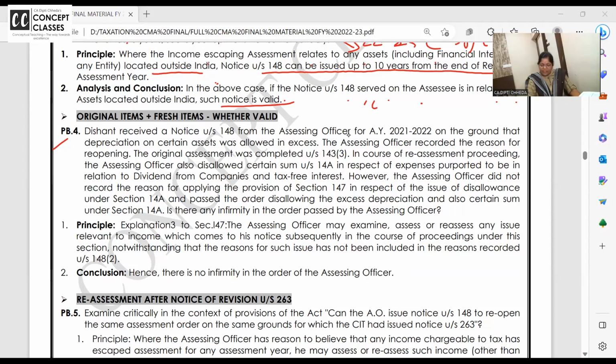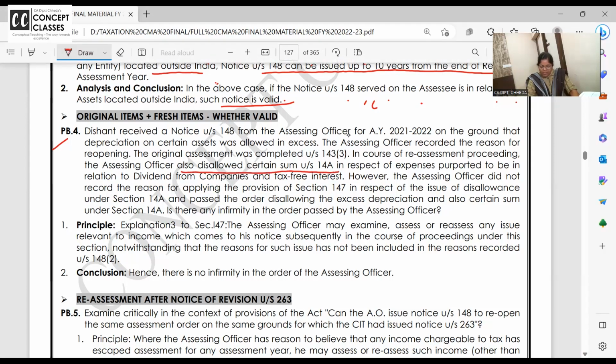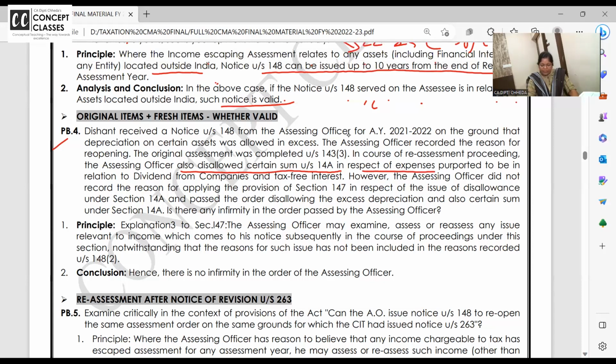Dishant received a notice for 21-22 on the ground that depreciation on certain assets was allowed in excess. The AO recorded the reason. The original assessment was completed. In the course of reassessment, the AO also disallowed a certain sum under 14A in respect of expenses related to dividend income. He disallowed something else too. However, the AO did not record the reason for applying the provisions of 147 for 14A and passed the order. For excess depreciation they gave us notice, but not for the second one.